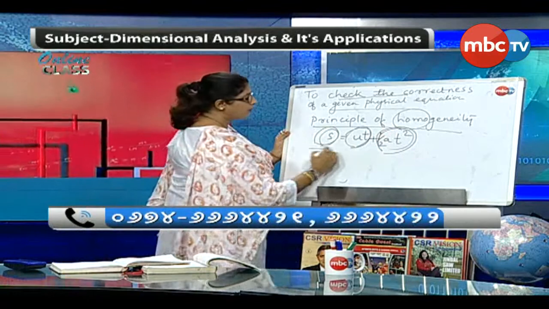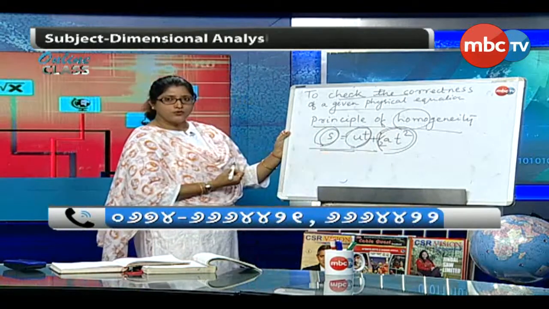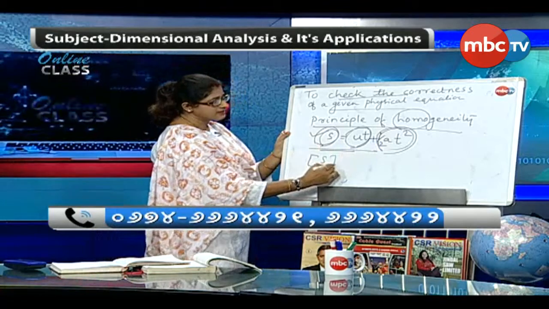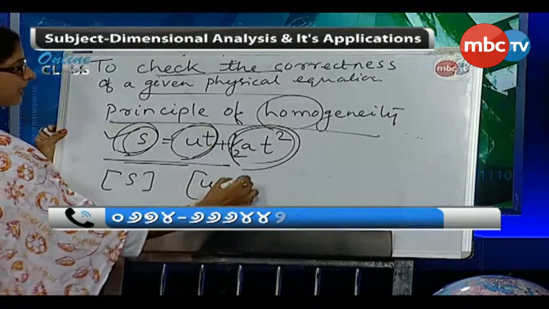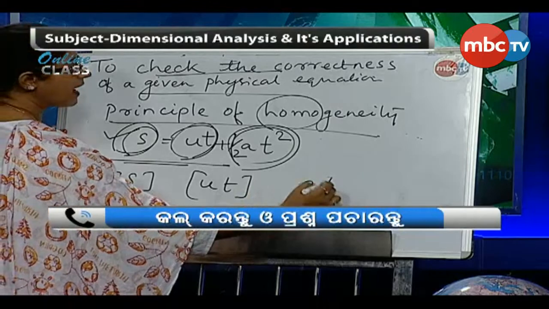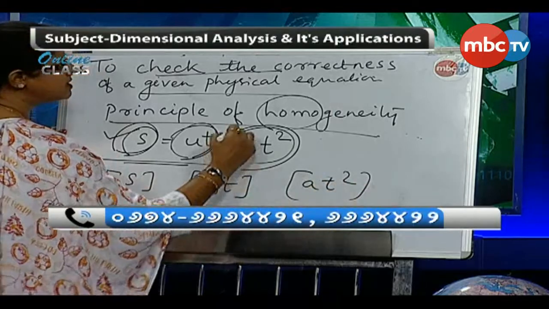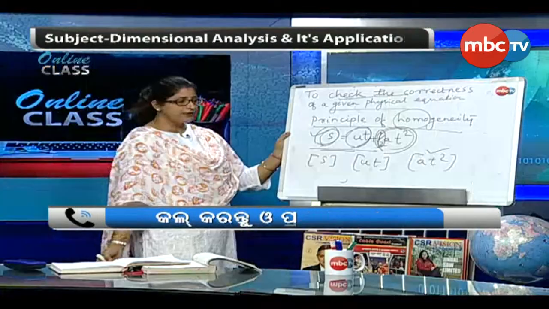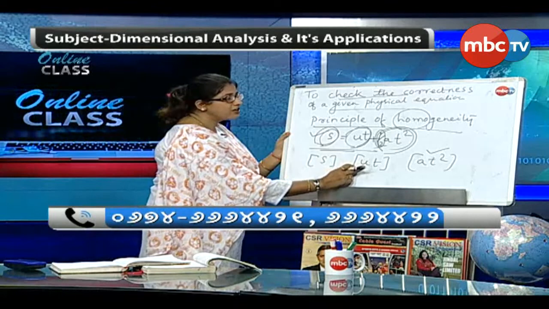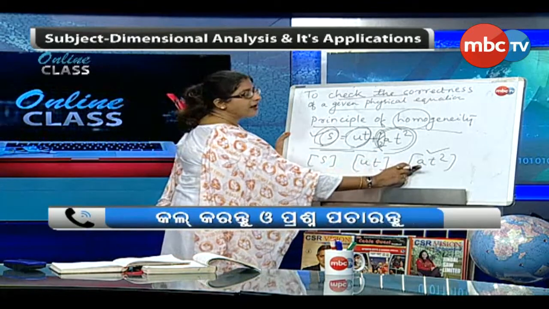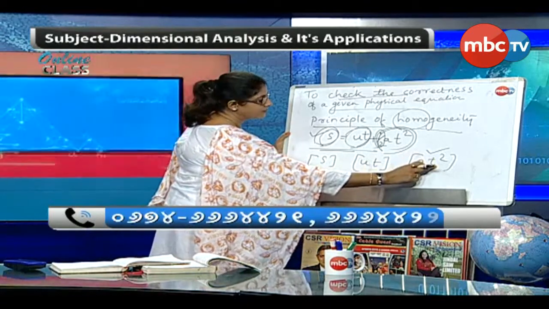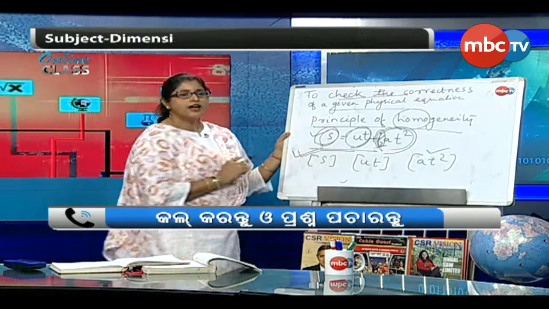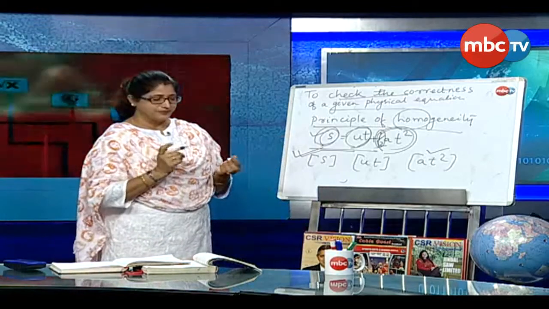So, this is one term, this is one term, this is one term. You have to find the dimension of S, dimension of ut, dimension of at square. Half, as it is the numerical value, has no dimension. What is u? u is the velocity, t is the time, a is the acceleration, t is the time. Okay. So, you solve for it. We will come after a very short break.